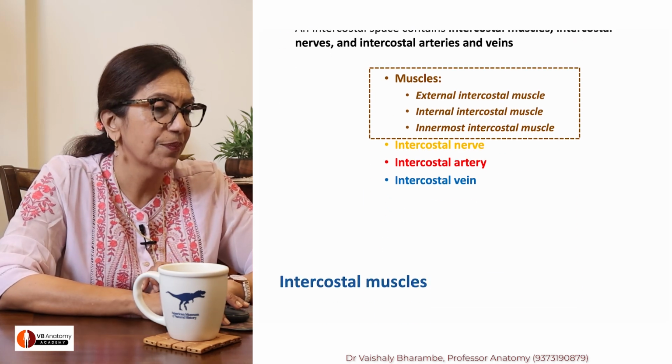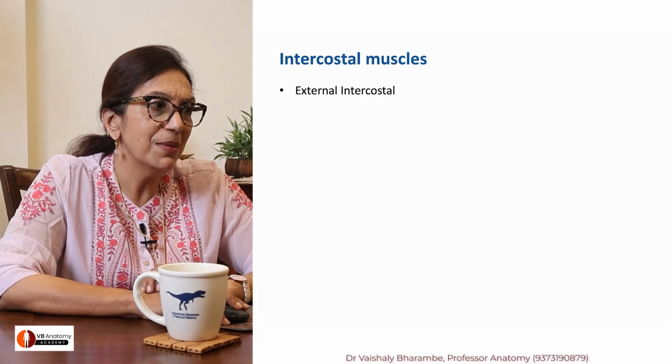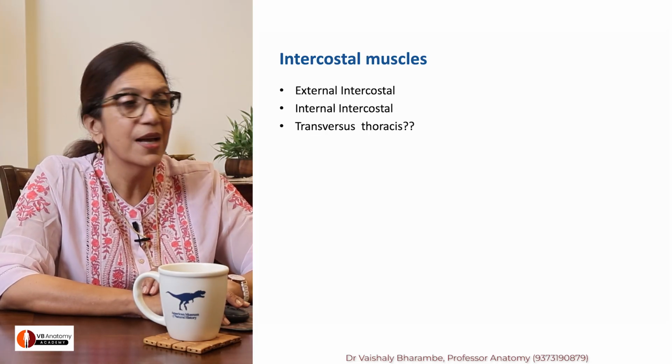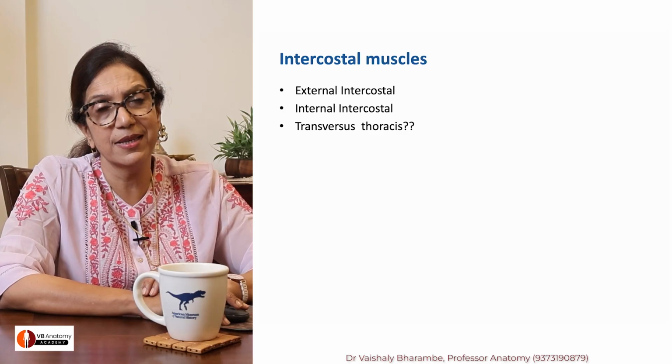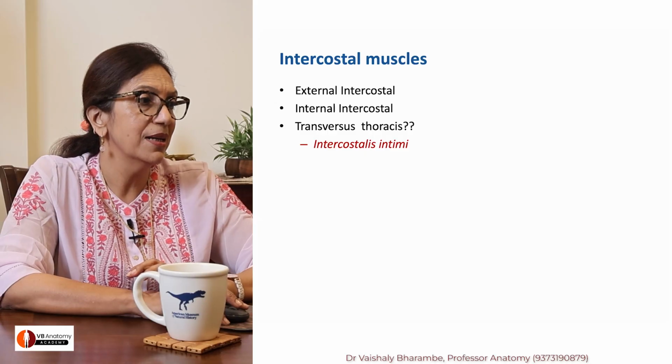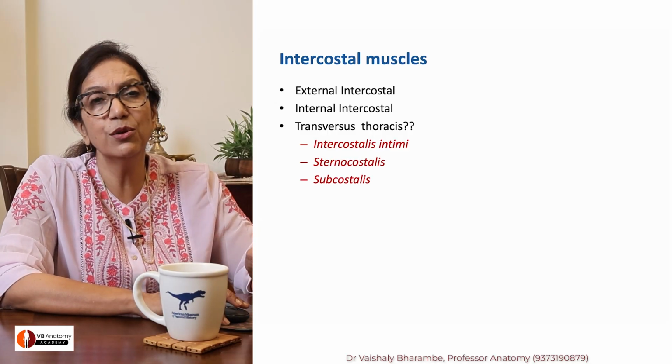The intercostal muscles are external intercostal, internal intercostal and transversus thoracis. Transversus thoracis is divided into three parts: subcostalis, intercostalis intimi, sternocostalis.